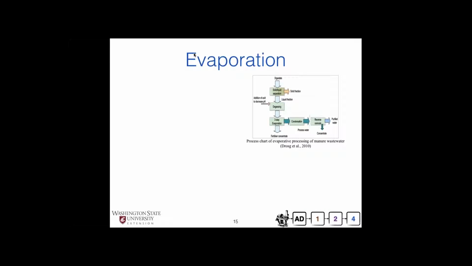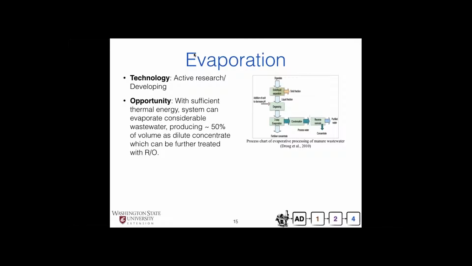Okay, then the last unit here, before we kind of summarize, we'll look at evaporation. I'd again kind of put this one under active research developing, in that there's work to be done, but there is a system that's been published that's out there. Really the opportunity here is related to heat, and so how much available heat do we have that could drive this process? So if we're in a geographic area, or if we're co-located with another industry and we can find the heat to drive the system, then it could be beneficial to us.